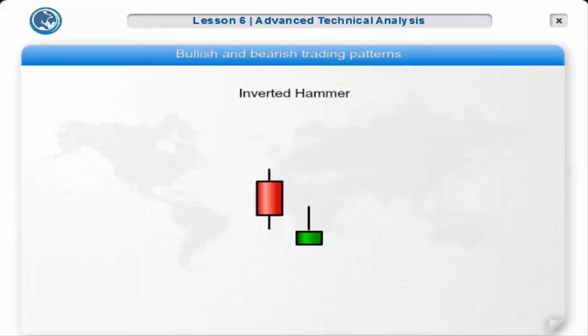Inverted Hammer, a 2-candlestick reversal pattern indicating a bullish outlook. The first candlestick is red and confirms the general trend. On the second day, the candlestick is green and short, with a particularly long shadow, which is at least as long as the candlestick's body.